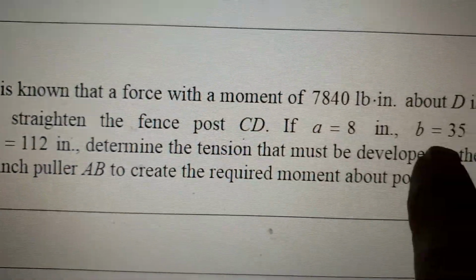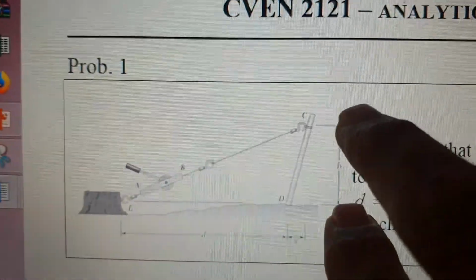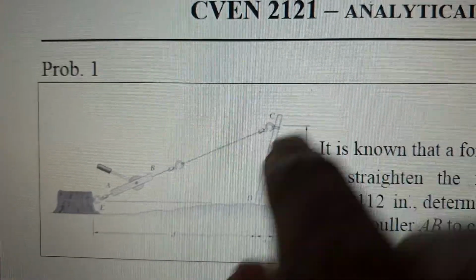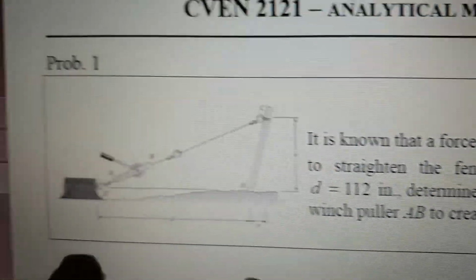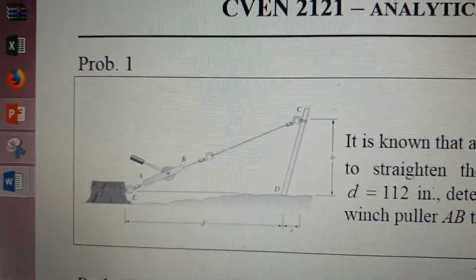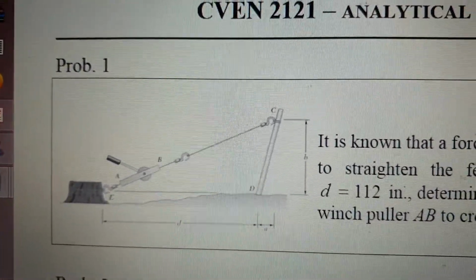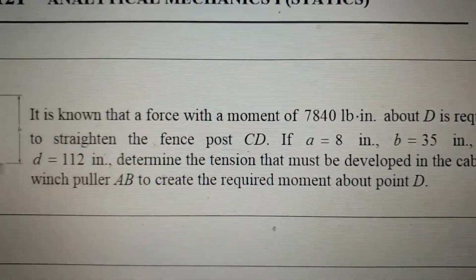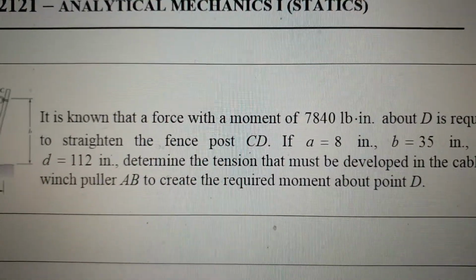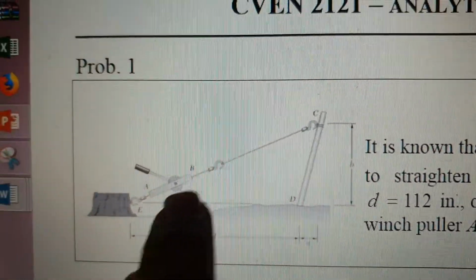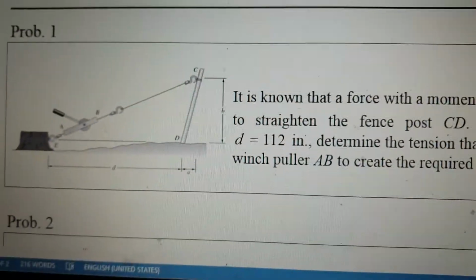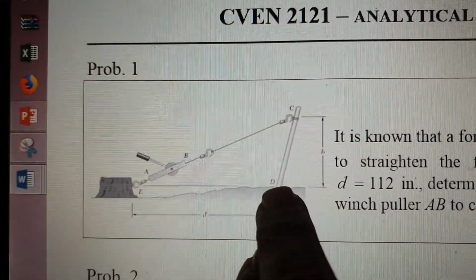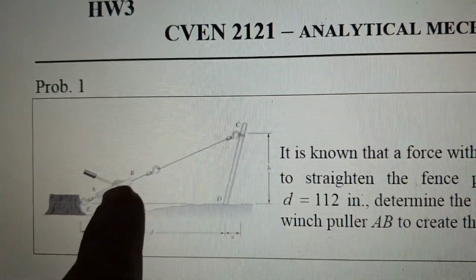And B is 35. This is B, the vertical distance. Remember, this post is at a little bit of an angle. So B is 35 inch. And from point E to point D is 112 inch. Determine the tension that must be developed in the cable of winch puller AB. So he wants to know the tension in this cable to create the required moment about point D.